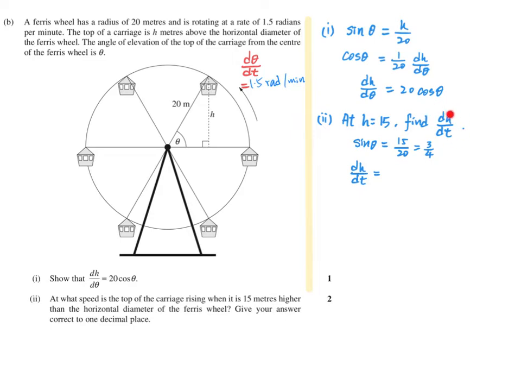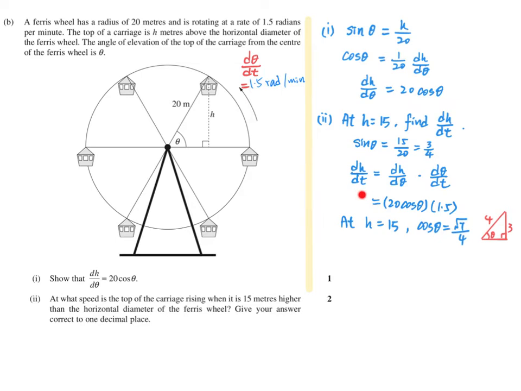The question asks for dh/dt. How to get dh/dt? From part 1, we know that dh/d theta equals 20 cosine theta. So by chain rule, dh/dt should be equal to dh/d theta times d theta/dt. Dh/d theta from part 1 is 20 cosine theta, and the question tells you that d theta/dt equals 1.5. The question now left is simple.